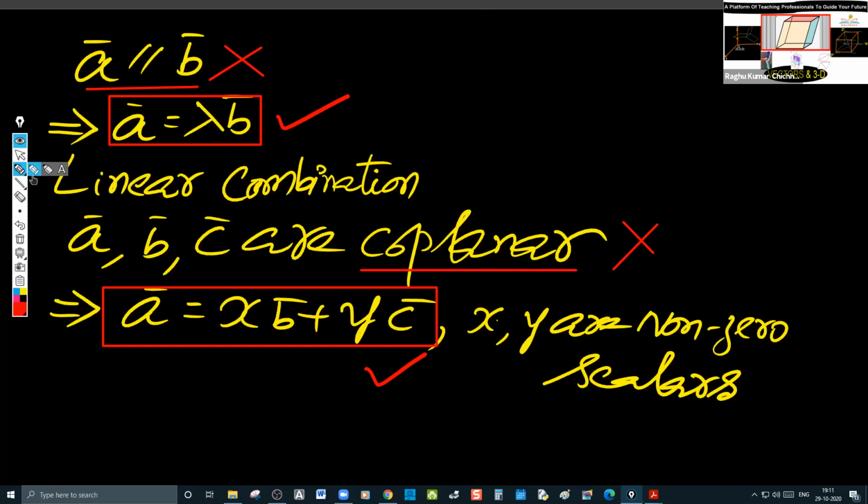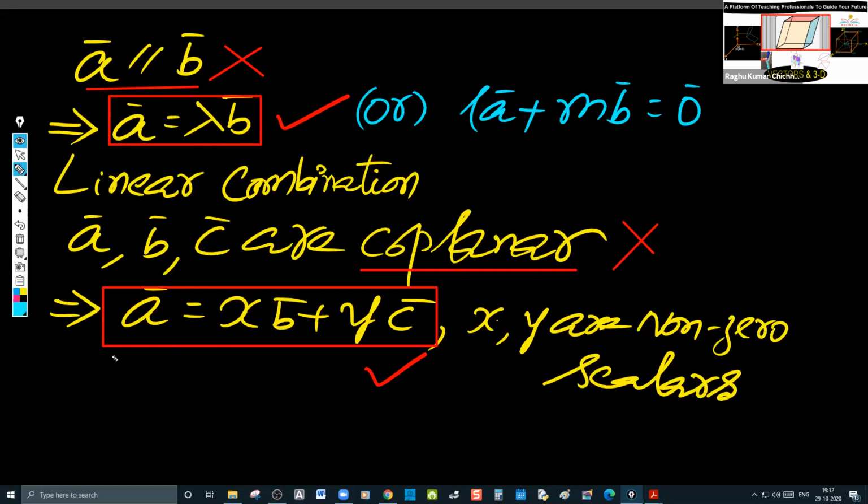Let me write this in a modified form. Instead of a bar is equal to lambda b bar, I can express it like this: l a bar plus m b bar is equal to zero bar. And instead of writing like this, I can say l a bar plus m b bar plus n c bar is equal to zero bar. Both are the same.